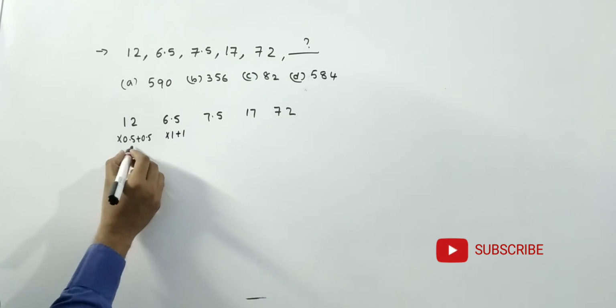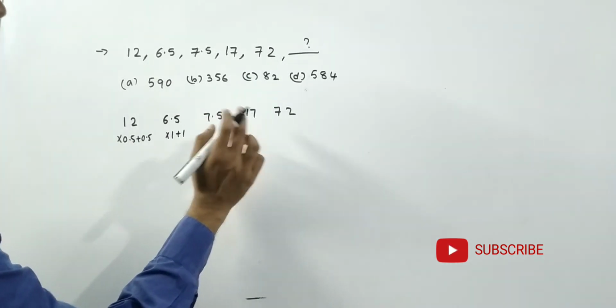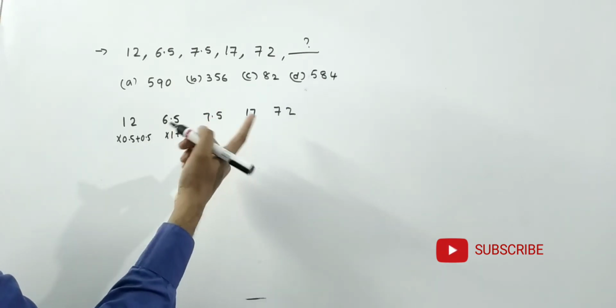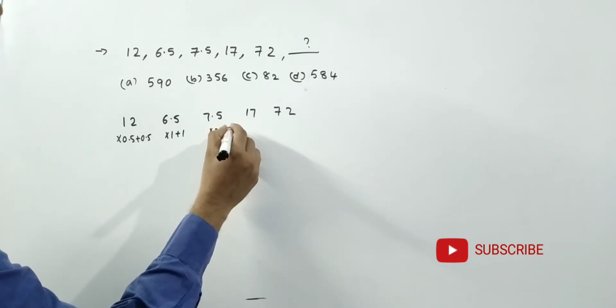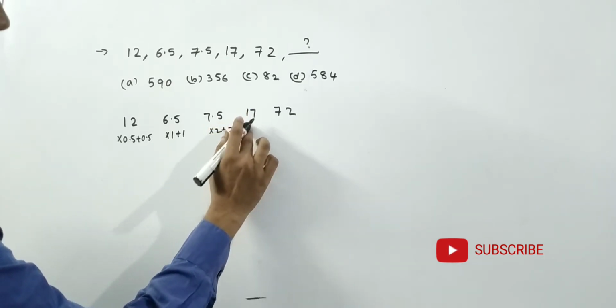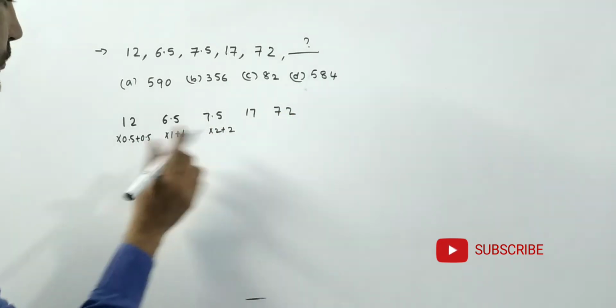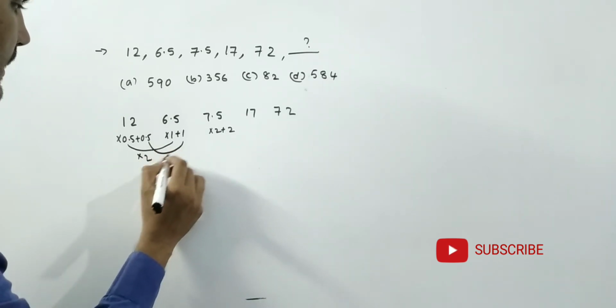See friends, what has he done? Here 7.5, 17. That means 7.5 times 2 how much? 15. That means times 2 plus 2. Here 17, 72. What is he doing here? Times 4 plus 4.